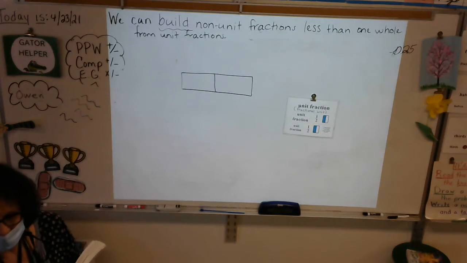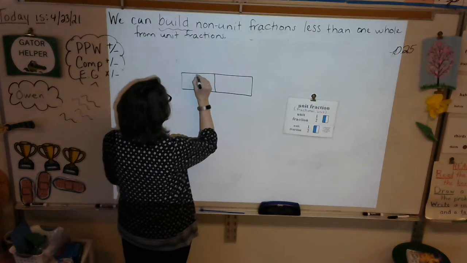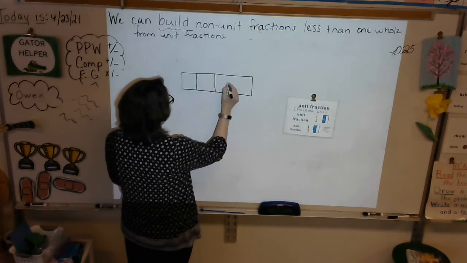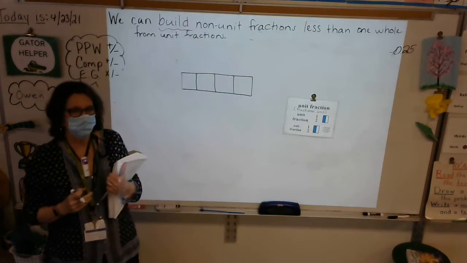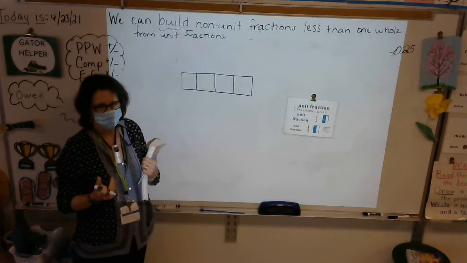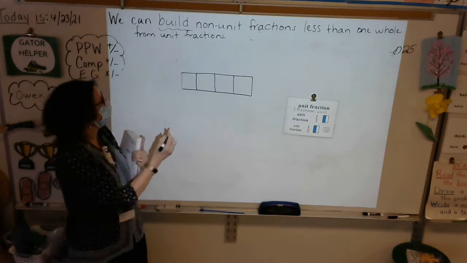We have two equal parts, those are called halves. But we're going to do something else. We're going to split each half in half. How many equal parts do we have now, Ori? 4 equal parts, that means our unit is fourths. Let's shade one of them.